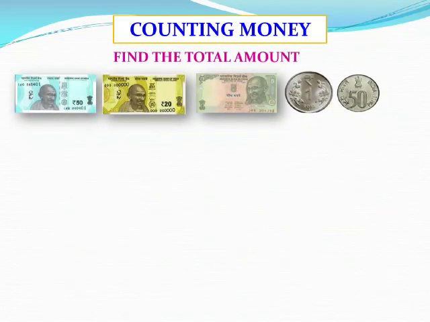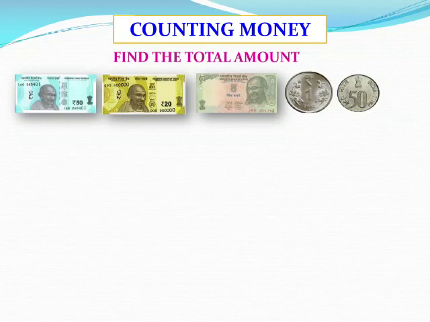Okay, see the first question. We can see here rupee notes and coins are given. Let us find out the total amount by adding. First question, that 50 rupee note, you can see 20 rupee note, 5 rupee note, 1 rupee coin and 50 paise coin. Let us add now. You have to do mental calculation.